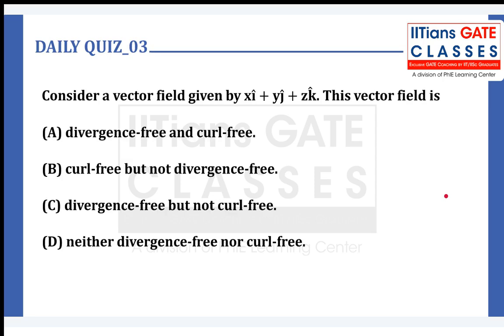Okay. So they have given you a vector field, xi cap plus yj cap plus zk cap, a 3D vector field. And they are talking about divergence and curl. Okay. And divergence free means this, or maybe we can go to the next slide.